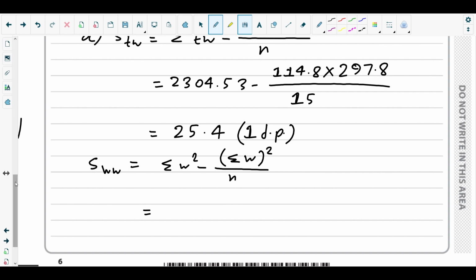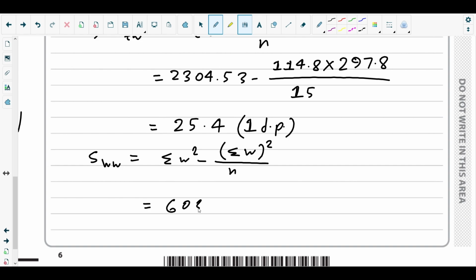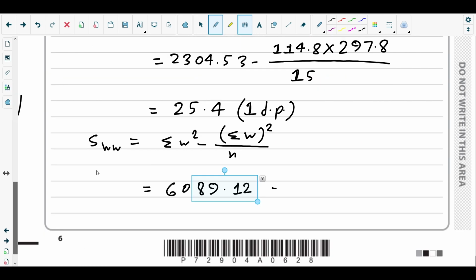So sum of w squared is given as 6089.12, minus sum of w, which is 297.8, whole squared over n. N is basically 15. So what would be the value?